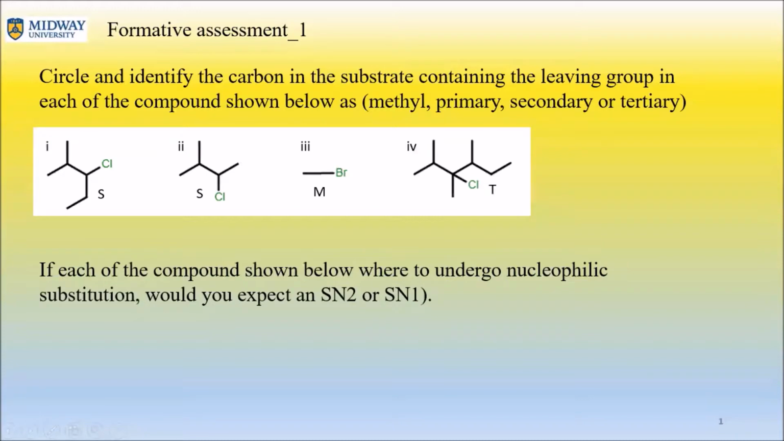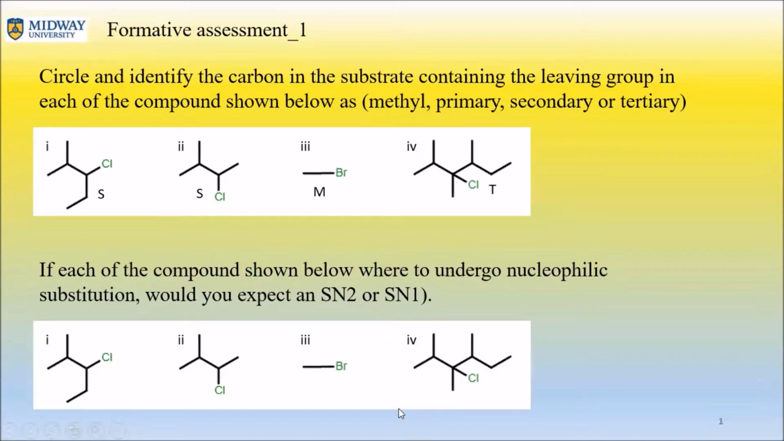Moving on. The second question: if each of the compounds shown below were to undergo nucleophilic substitution, would you expect an SN2 or SN1? Now, I'm going to move this up so you can read it without any problems. You have 4 compounds. It's exactly the same 4 compounds that we had in the previous question, so you can go ahead and pause the video. The knowledge you need to solve this question is based on that little arrow thing that I had.